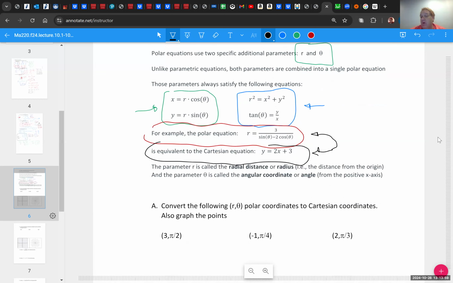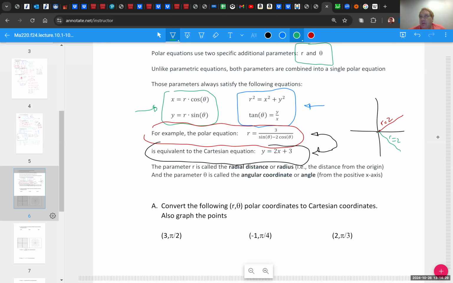The parameter r is called the radial distance, or the radius, which is the distance from the origin. So if you start from the origin and go out a distance of 2, this would be an r value of 2. And it doesn't give a direction. So an r value of 2 doesn't tell you where you are necessarily. It just tells you you're 2 from the origin, whichever direction you went.